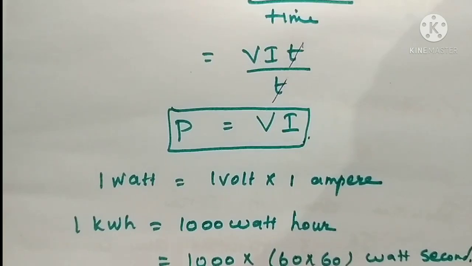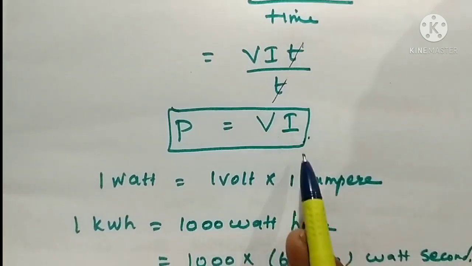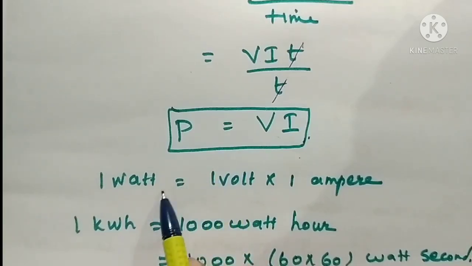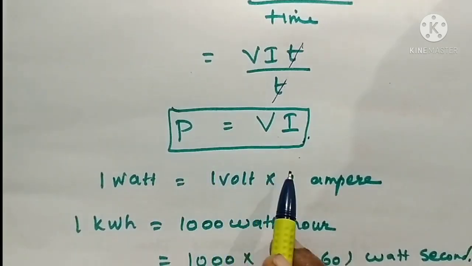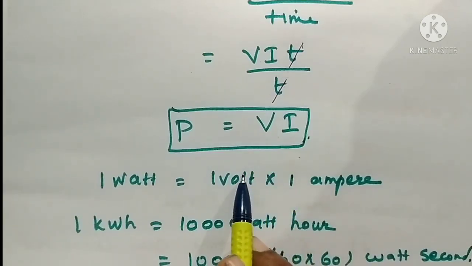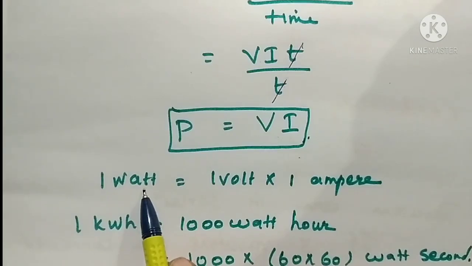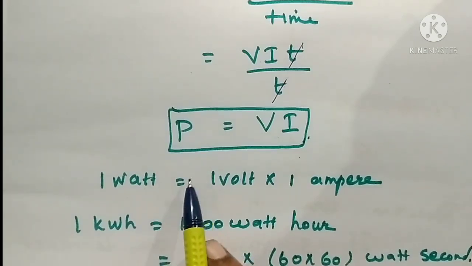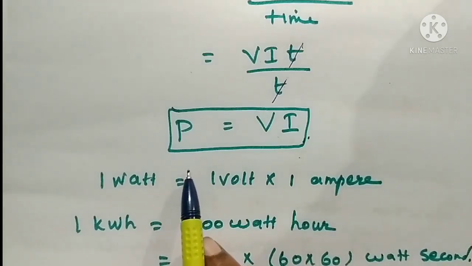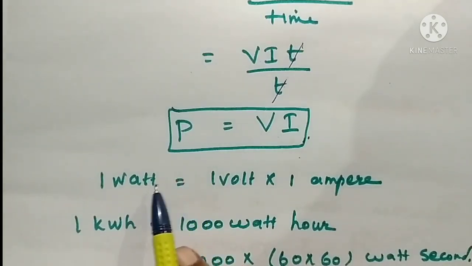Now we can define what is 1 watt. 1 watt is equal to 1 volt into 1 ampere. If 1 ampere of current flows through the circuit and the potential difference is 1 volt, the electric power is equal to 1 watt. The bigger unit we can represent is kilowatt, and electrical energy can be represented in kilowatt hour.